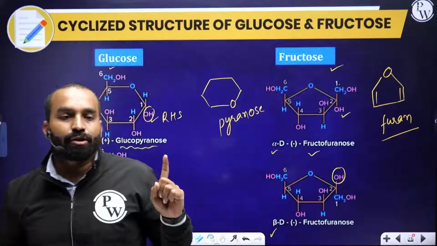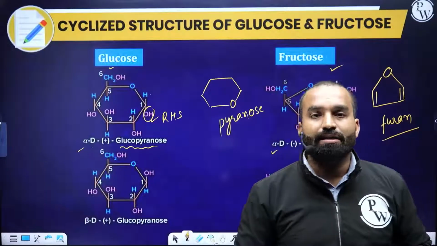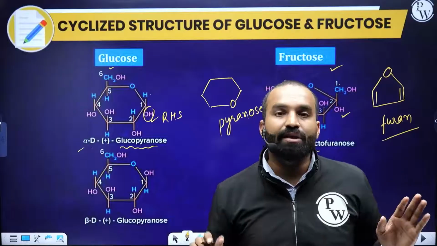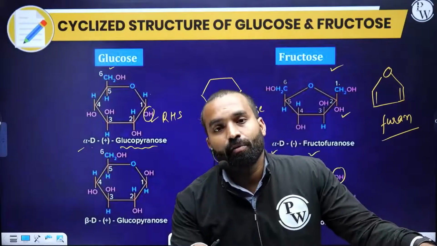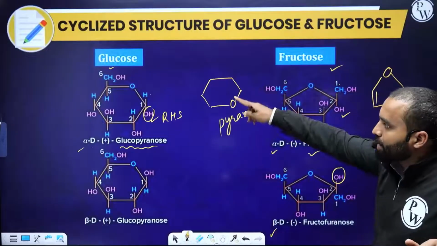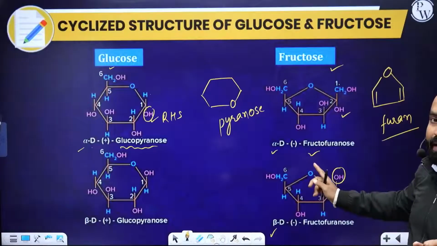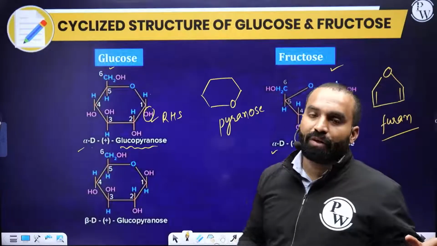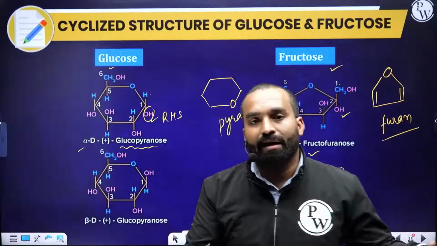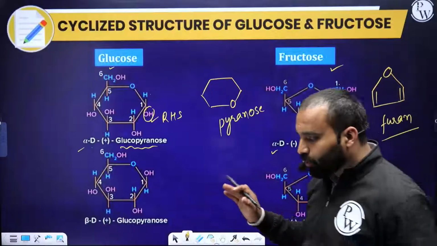Remember, if the configuration at carbon number 1, the very first chiral center, is different and everything else is the same, alpha and beta anomers are obtained. Like in the case of glucose, alpha and beta are available. Similarly, we have fructose also with alpha and beta anomers. So they may ask you in this question, what are anomers? The configuration changed at the first chiral center of glucose or fructose. This definition is not just limited to glucose and fructose.